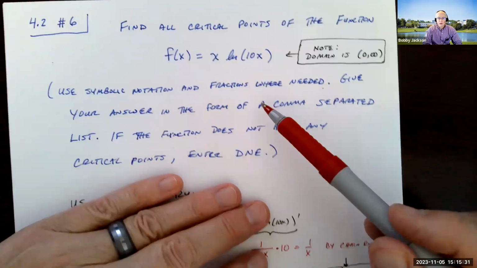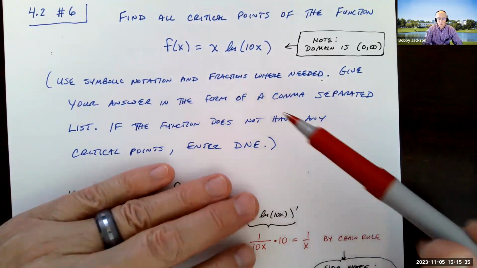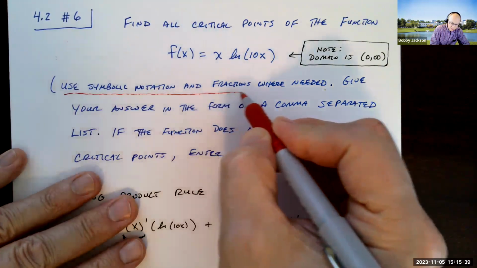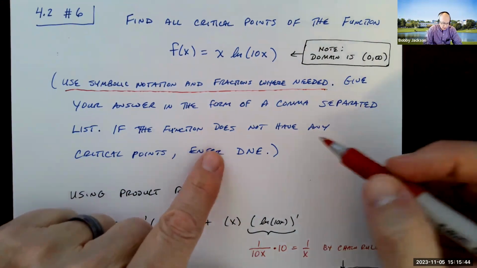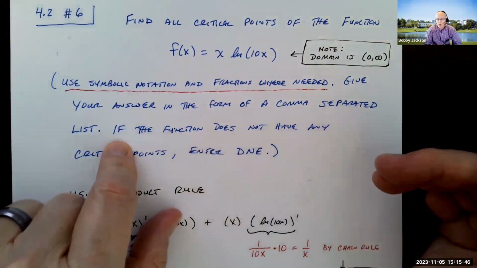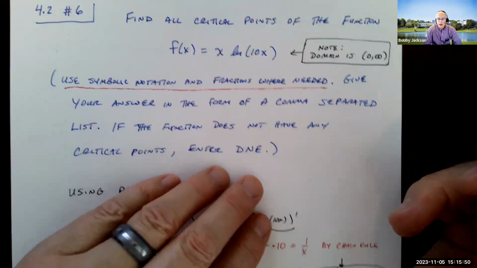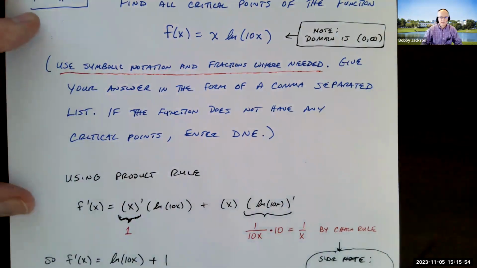Okay, and parenthetically, they say to use symbolic notation here and fractions where needed. So in my language, this is give the exact value. Give your answer in the form of a comma separated list. So that's only if you have more than one critical point, you would list them with a comma separating each one. And if the function doesn't have any critical point, you would just enter DNE for your answer there.